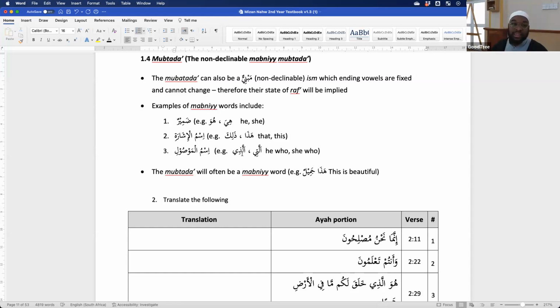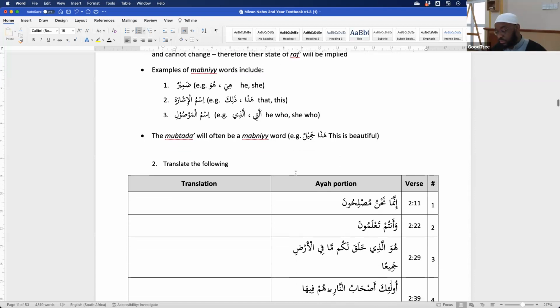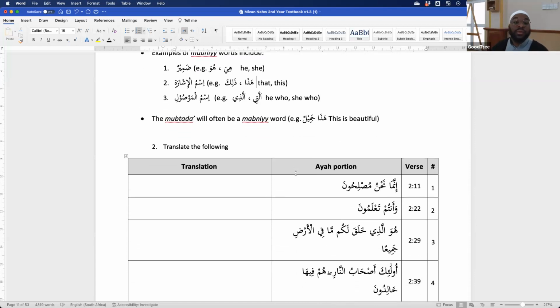Allati or alladhi. That's you. This one is a bit tough. Ismul mawsul is tough because you don't generally start a sentence with this. You can use alladhi, allati as you like. If you need a word in Arabic, I'll give you the word. You just have to make the sentence.